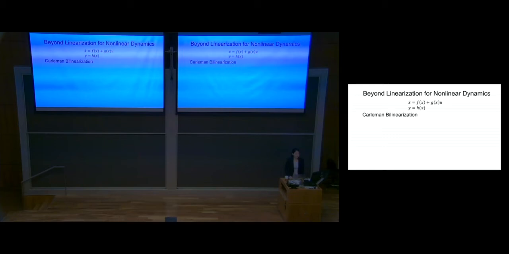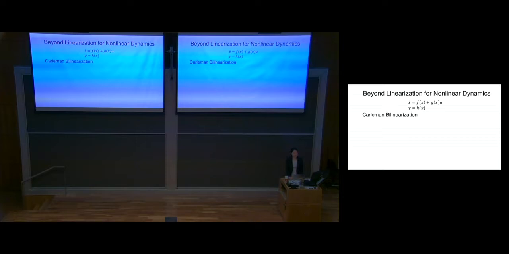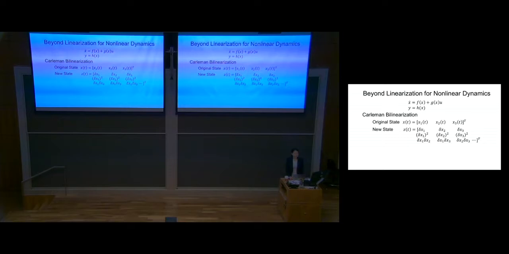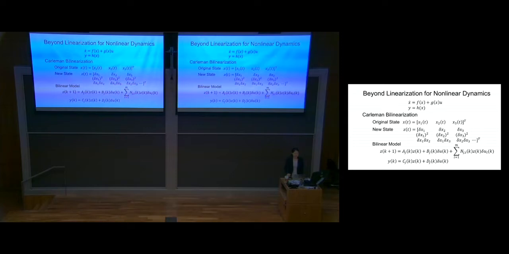We could do Carleman bilinearization for this model. Basically, Carleman bilinearization uses a new state that is made of components from the Taylor series. For example, if the original state x_t has three components, we can write the new state as delta x1, delta x1 squared, delta x1 delta x2, delta x1 delta x3, and we can write as many as possible. The higher the dimensionality is, the more accurately this model can represent the nonlinear dynamics. After discretization, we get a bilinear model that we can use in ILC. However, using this bilinearized model means we cannot establish the contraction mapping anymore. Instead of contraction mapping, I use the fixed point iteration to design the ILC law.